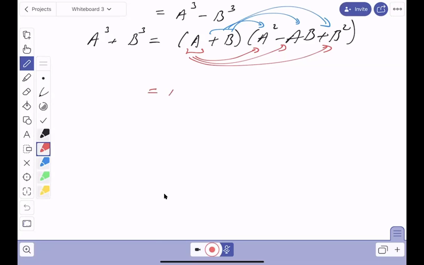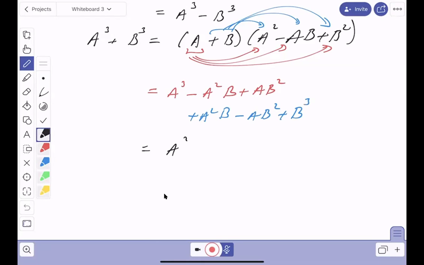And you're going to get A cubed minus A squared B plus AB squared. Then what do you get? You get plus A squared B minus AB squared plus B cubed. Combine like terms, and what do you get? A cubed plus B cubed. Now, why is that? These terms are disappearing. So we just want to show the factorization of a sum of perfect cubes.